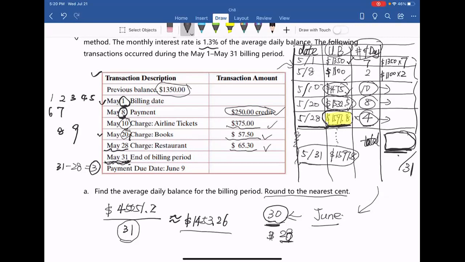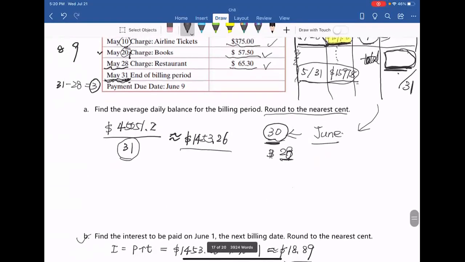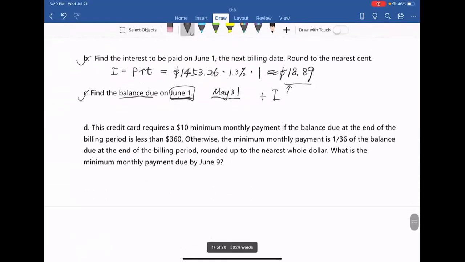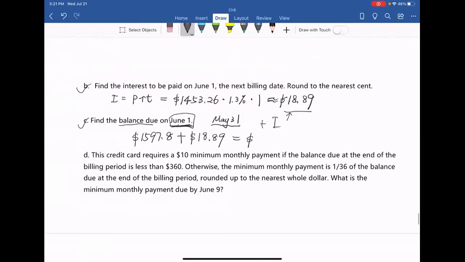So this is the unpaid balance on the day before June 1st. Let me remember that. It's 1597.8 plus the interest, 18.89. That equals what?